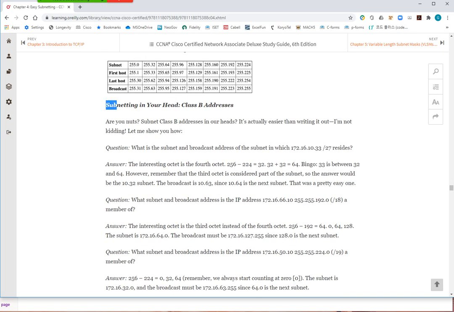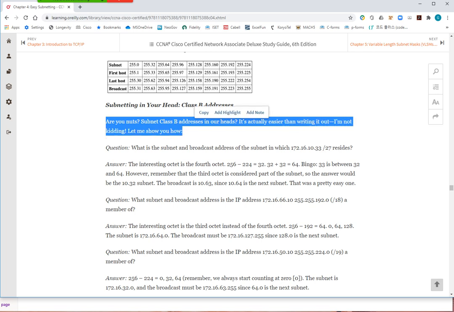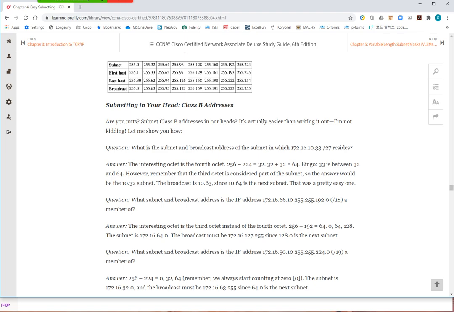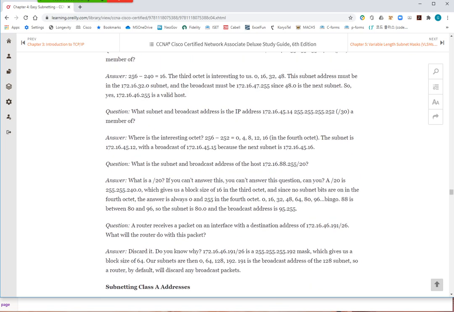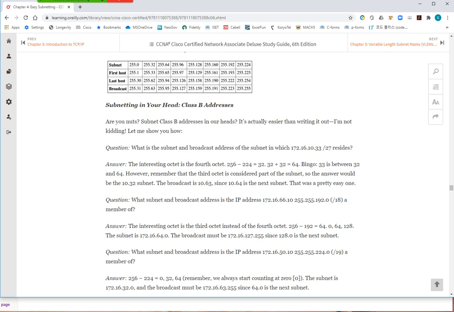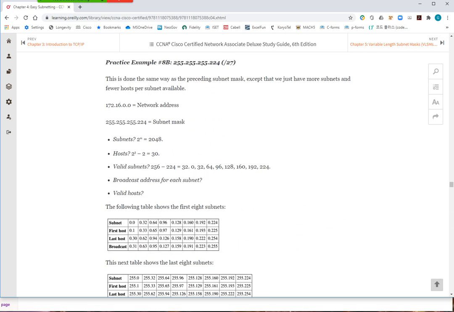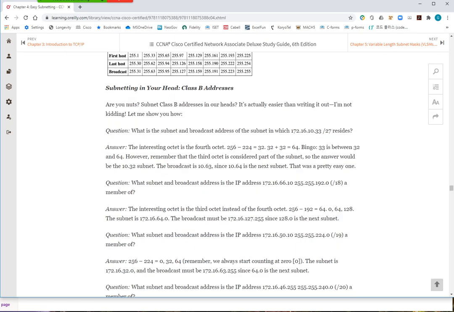And then, subnetting in your head. Are you nuts? Subnet a Class B address in our head? My answer is yes, if you want to pass the Cisco CCNA. When you have a job interview and they ask you questions about subnetting, you cannot tell them, okay, hold on, I need to log into my CSUSB library account, look at this textbook, and find out my subnet mask. Could you please wait? You cannot really say that during the job interview, or when you are taking the Cisco CCNA exam.